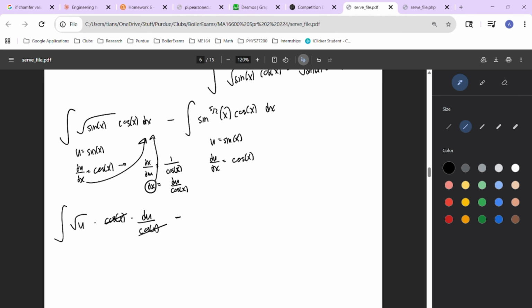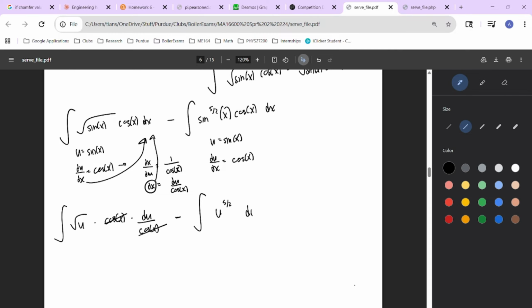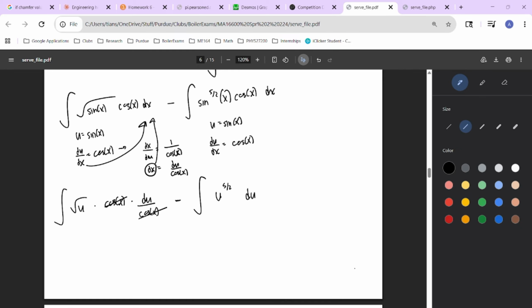The same thing applies to the other integral. I'm not going to write out that process again, but if you do the u sub for this one too, it becomes u to the 5/2 du. This is just two different power functions, so we can easily use the power rule for the integration. This is u to the 1/2, which becomes 2/3 multiplied by u to the 3/2, minus 2/7 u to the 7/2.